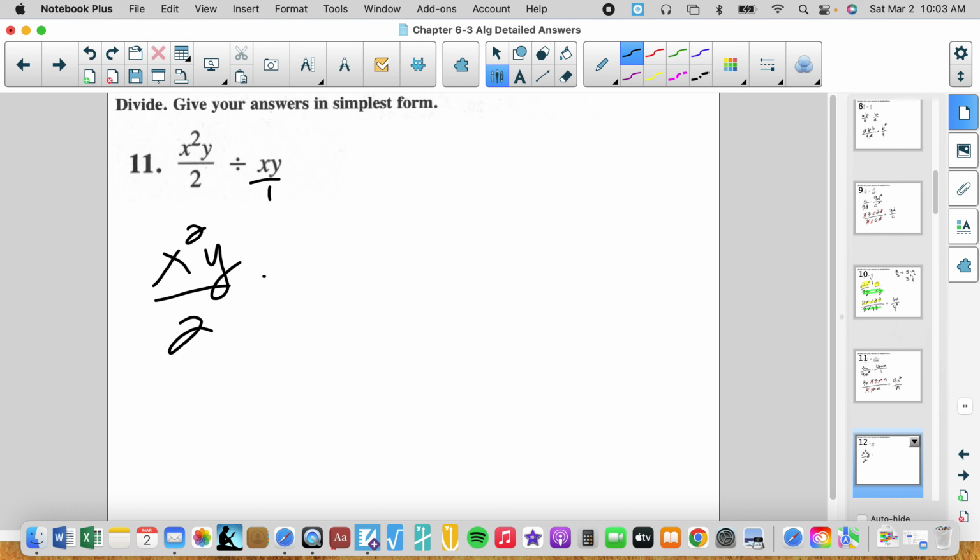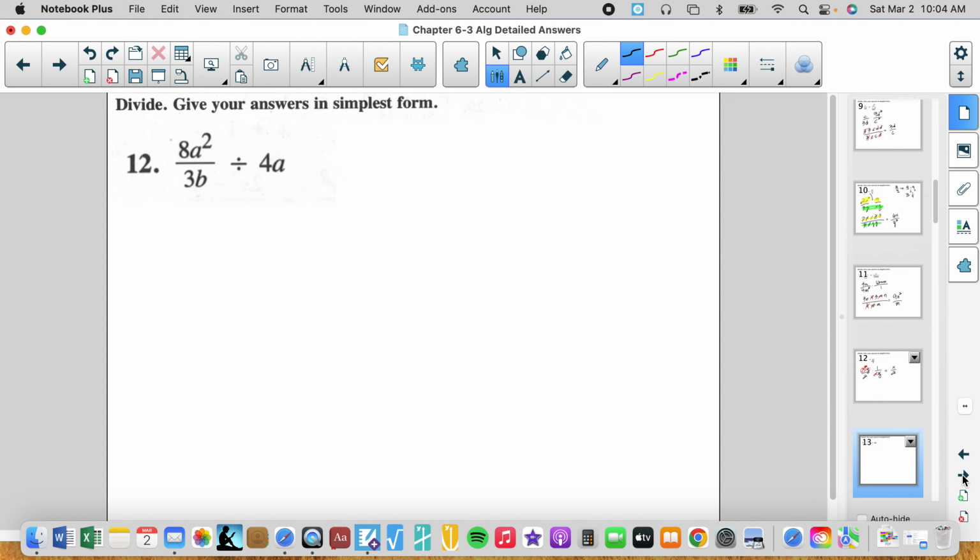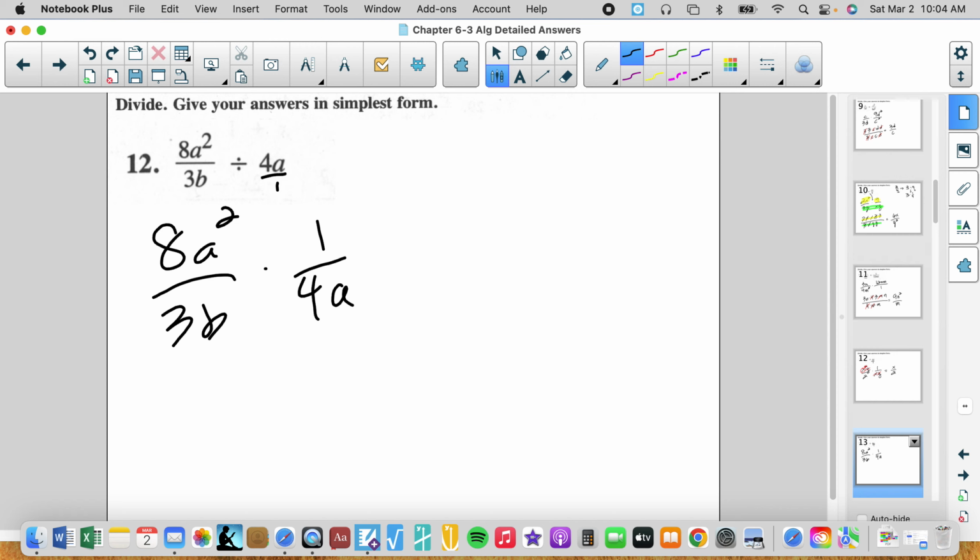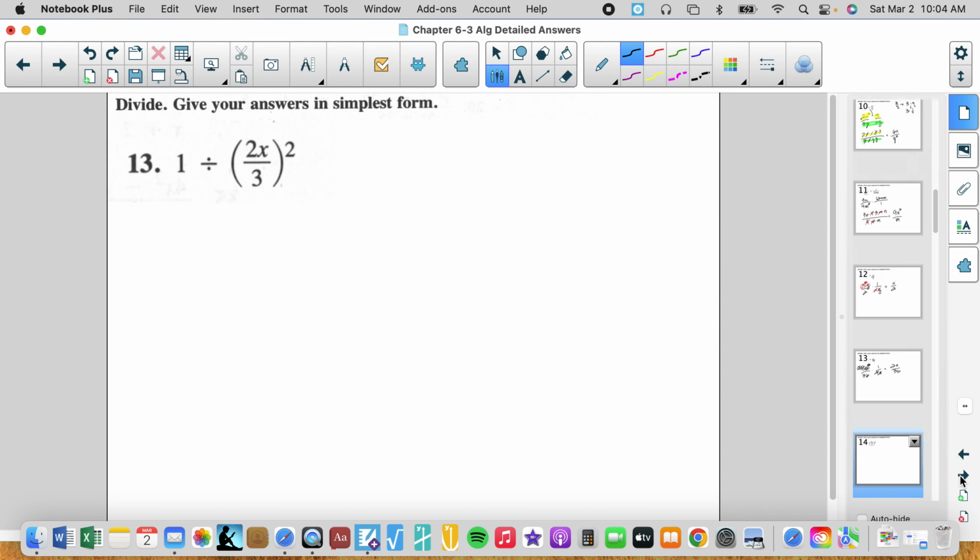So if this is x, if that's in the numerator, it's a whole number, so it's in the numerator. The reciprocal would be 1 over xy. And one of the x's is going to cancel with one of those x's, so we're just left with x. The y's will cancel, which gives me x over 2. 8a squared over 3b times 1 over 4a. Again, that's a fraction. The 4 will cancel, the a will cancel, and that's it. So 2a over 3b. These are good.